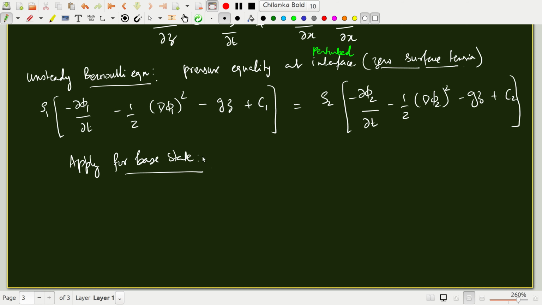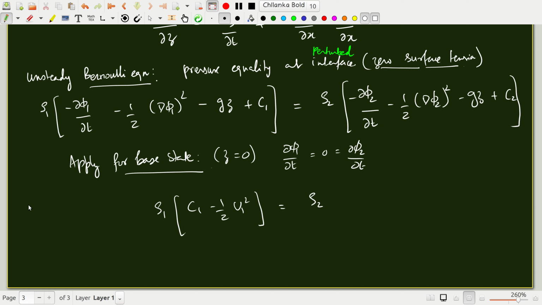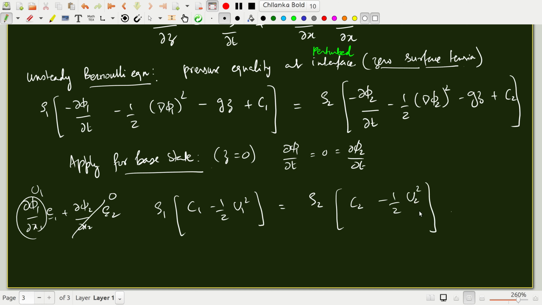Now if you apply this for the base state, in the base state z is 0. The interface is located at z equal to 0 and time derivatives are 0. So what you will get is rho 1 times c1 minus half del phi 1 is just u1, equals rho 2 times c2 minus half u2 squared, because del phi 1 is nothing but partial phi 1 by partial x1 e1 plus partial phi 2 by partial x2 e2. So this is 0, this is u1, and u1 dot u1 is u1 squared.